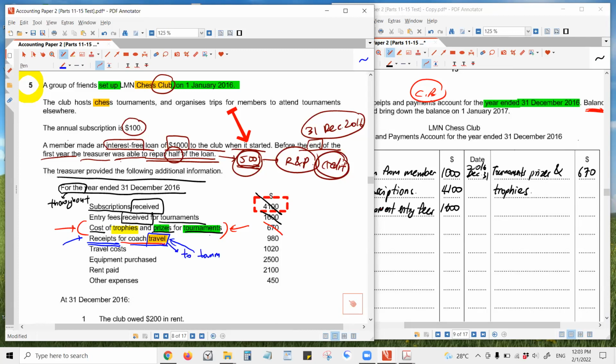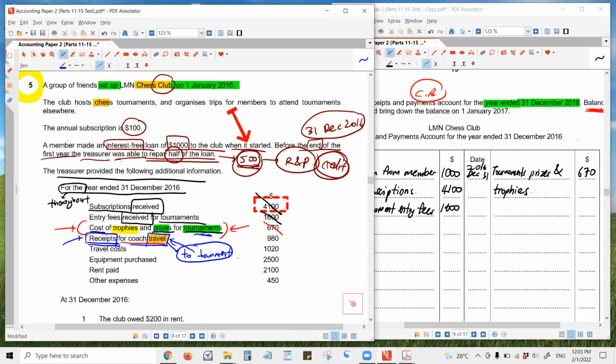Okay, because in the earlier lines you see tournament, right? So I guess this is traveling to the tournament. Probably they spend some money. Maybe they take Grab. They take a Grab courier to go to the tournament. And receipt for sports coach. I think this is about the coach.